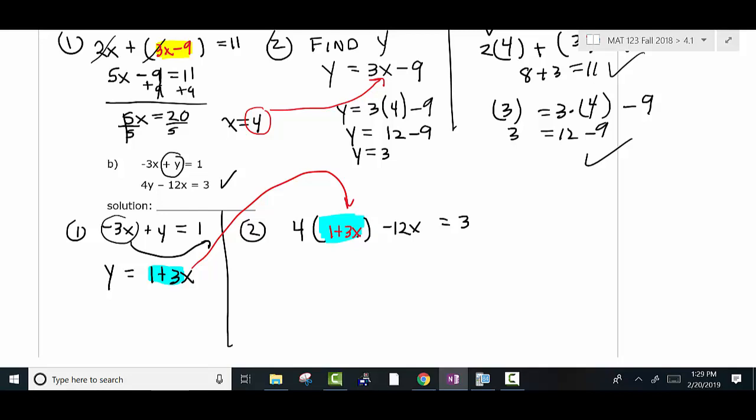Okay? Now see, that equation has one variable. So you should be able to pretty easily solve that for x. So now you're just going to solve for x. You guys have been doing this all semester. So distributive property, that would be 4 plus 12x minus 12x is equal to 3. I love the way this problem's working out. This is the easiest problem to do.